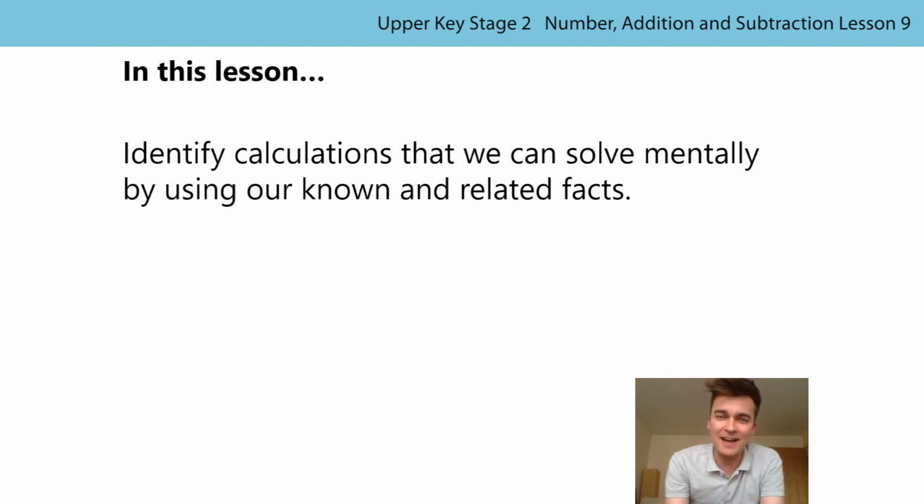Now, related facts, let's stick with 4 and 5 as an example. If I know 4 ones and 5 ones is equal to 9 ones, then I also know that 4 tens plus 5 tens is equal to 9 tens. Maybe you can think of a related fact to 4 and 5.